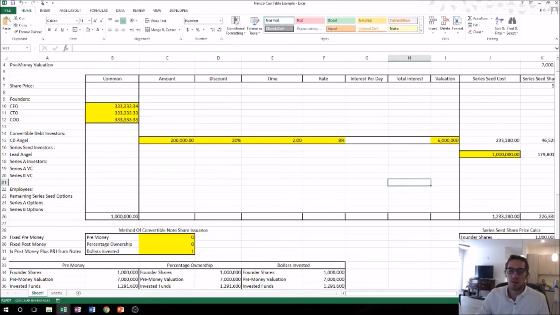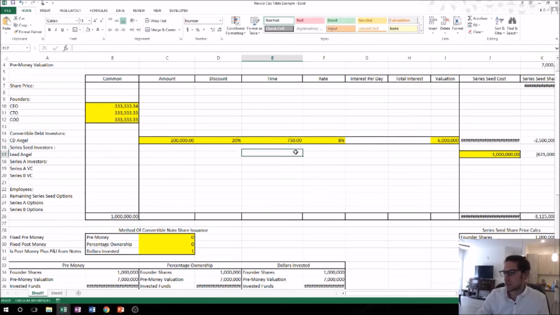So first off, we have amount, and then we have discount, and then we have time. So time is going to be not a factor of years, but a factor of days. So let's say that this has been 2 years. 2 years is 730 days. So let's say that this interest has been going on for 730 days, and just ignore how the rest of the sheet is calculating at this moment.